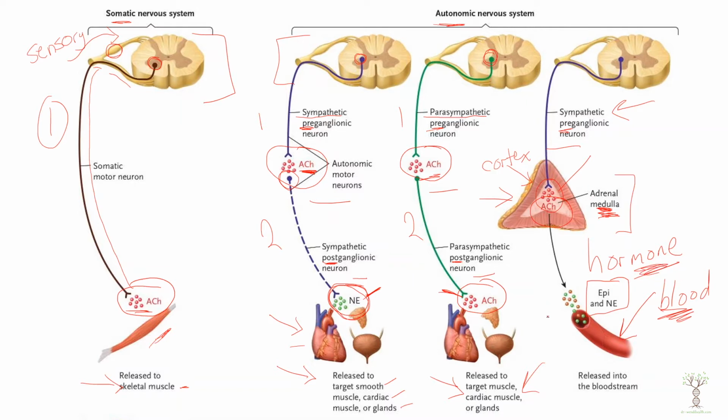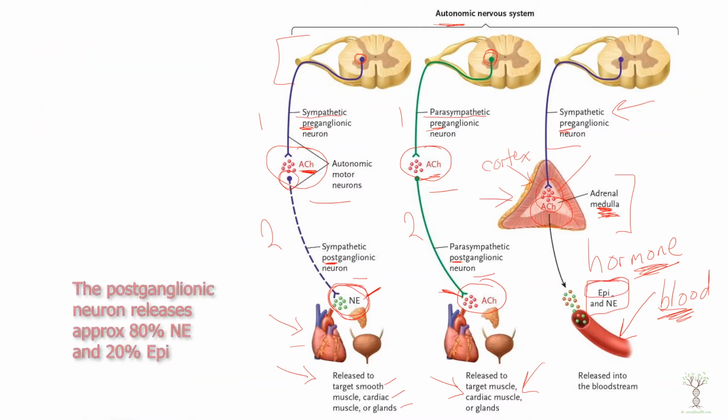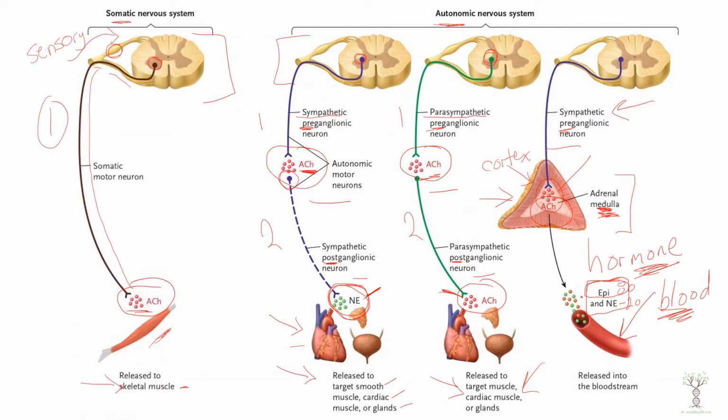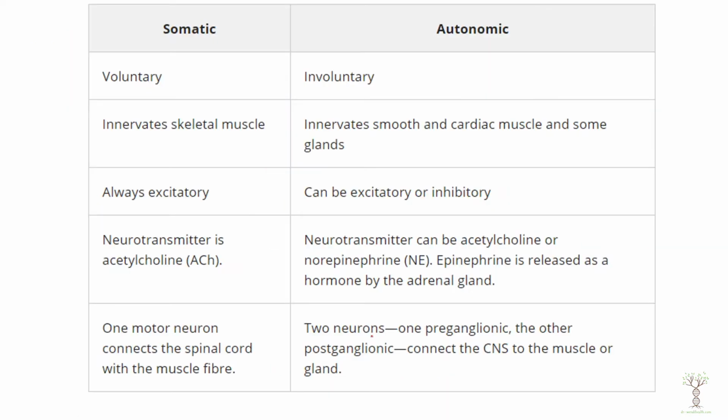So the adrenal medulla is going to release a combination of epinephrine and norepinephrine. About 80% will be epinephrine, about 20% will be norepinephrine. So primarily epinephrine is released from the adrenal gland. Acetylcholine is released from the post-ganglionic parasympathetic neuron, and norepinephrine is released from the post-ganglionic sympathetic neuron. And here is a summary chart.